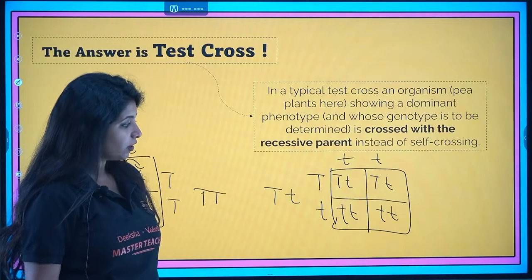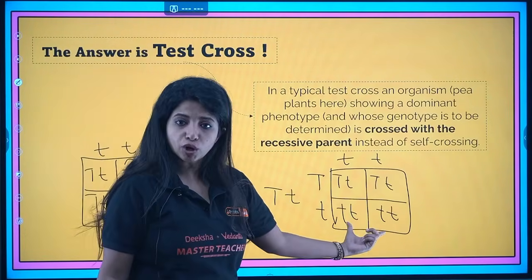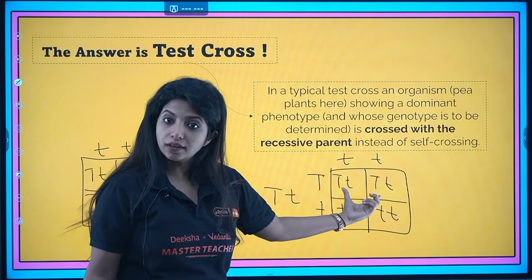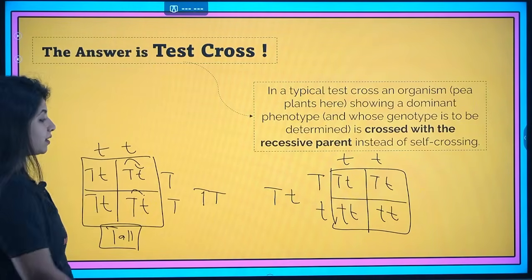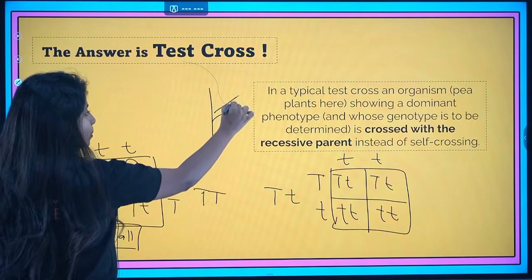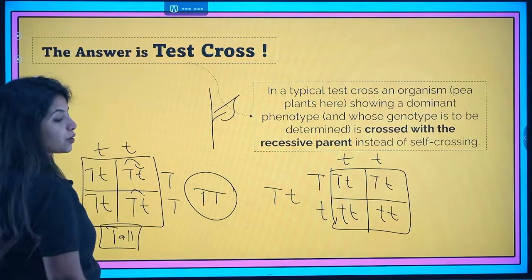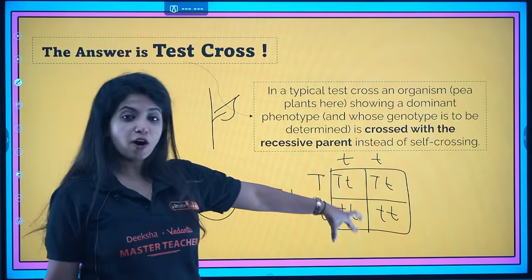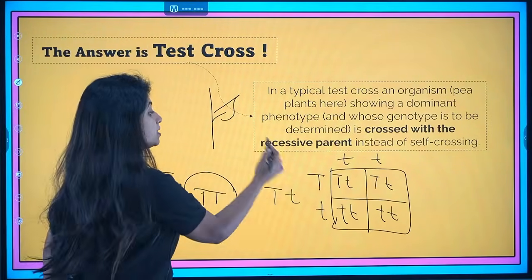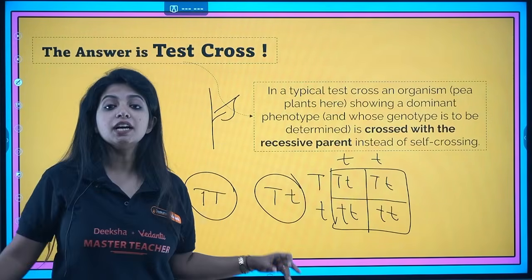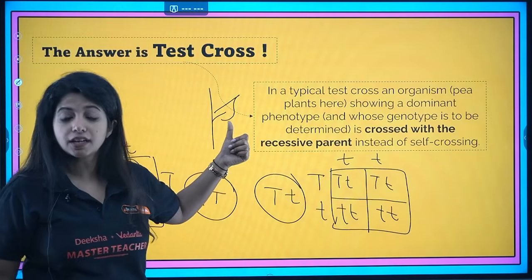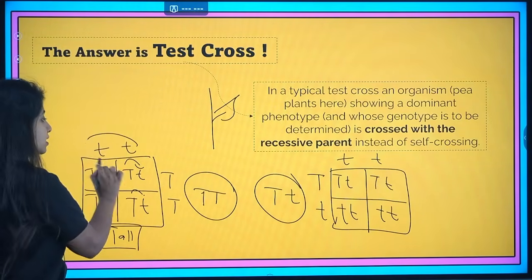Now, if I get two of them which are dwarf and two of them which are tall. So when I get all the plants to be tall, I understand that this plant which was appearing tall to me is actually homozygous tall. And if I get dwarf and tall plants, I basically understand that this plant which is appearing tall to me is heterozygous tall. How did you get it? By crossing with a recessive parent. You have to cross with a recessive parent.